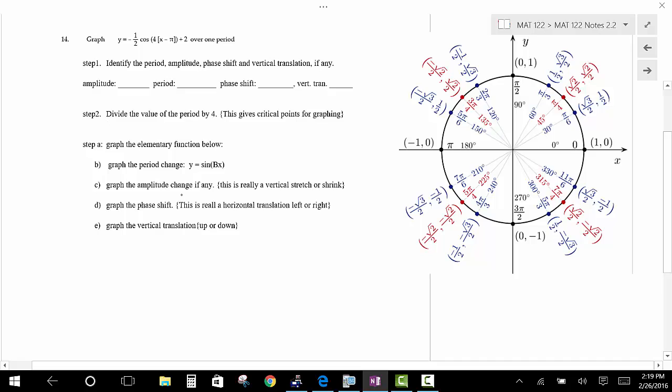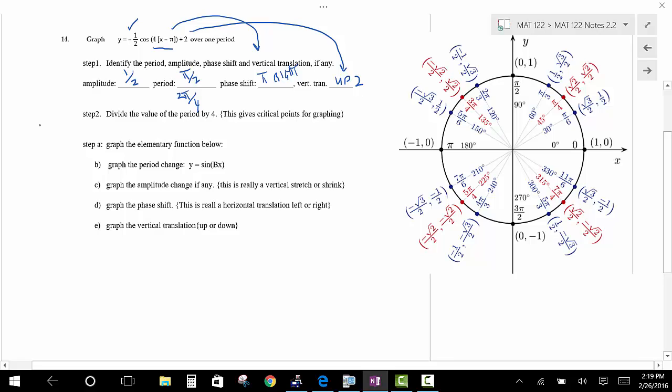Okay, so what we're going to do on this is identify everything in this problem. So the amplitude is 1/2. The period is 2 pi over 4, which reduces to pi over 2. Now this one is in factored form, so the phase shift is going to be pi to the right. And this time we have a vertical translation of up 2.